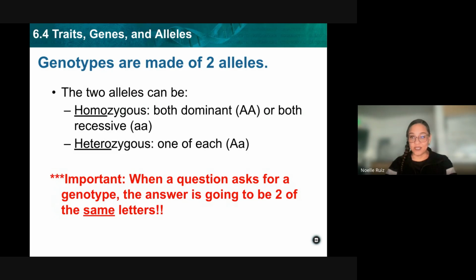So in big red letters at the bottom of the slide, there's a sentence that says important. Yes, you should write that sentence down. Every year I get people asking, should I write this down? Yes, it says important. Write it. So important, when a question asks for a genotype, the answer is going to be two of the same letters. We do not mix letters right now when we are learning the basics. The only difference is the version, capital versus lowercase.